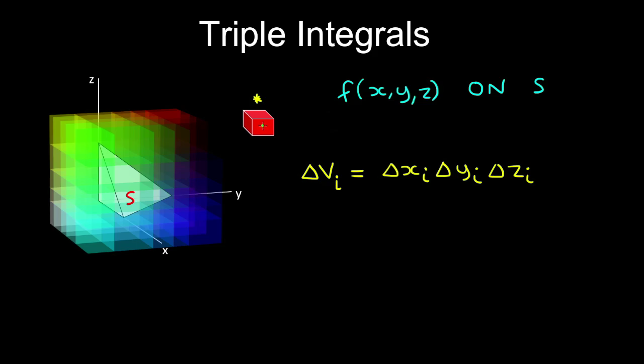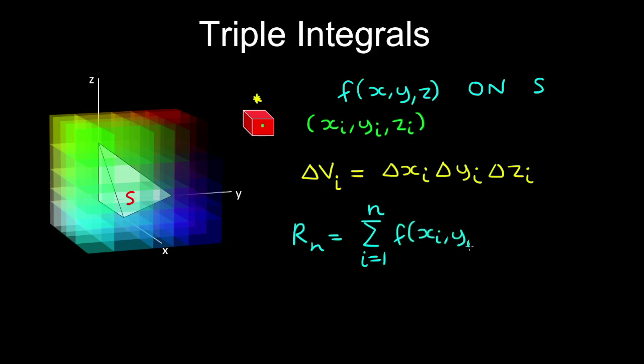And if we choose some point in each cell with coordinates xi, yi, and zi, then we can write the Riemann sum as the sum over the rectangular cells that are completely inside S. So we have n rectangular cells, and we sum the function evaluated at the point with coordinates xi, yi, and zi, multiplied by the volume of cell i.